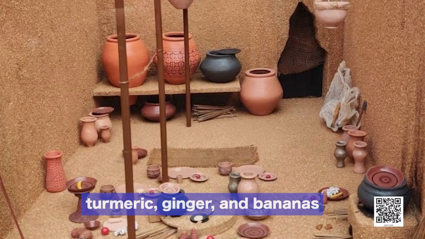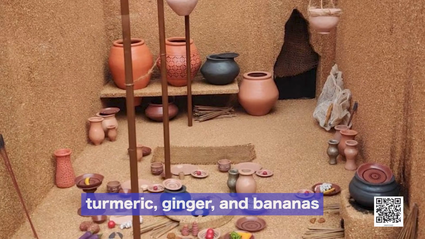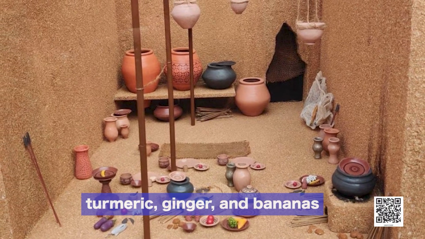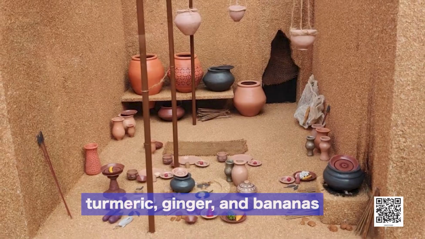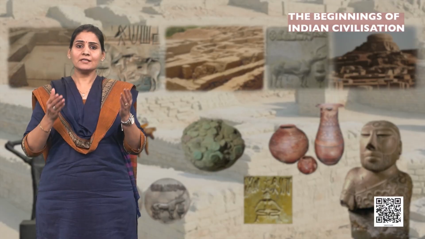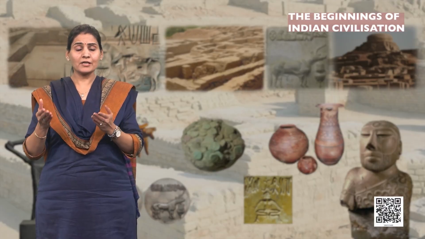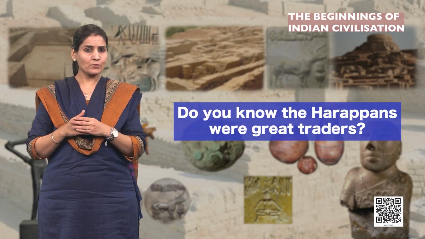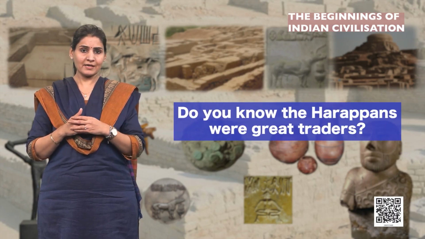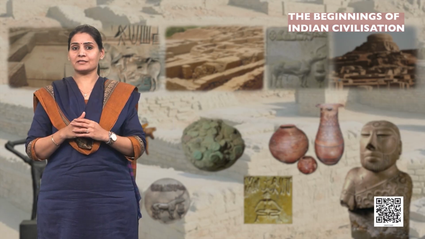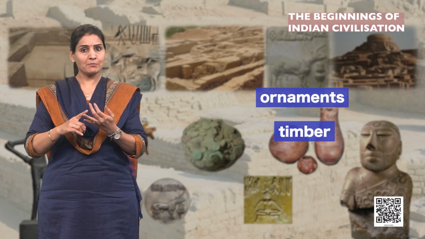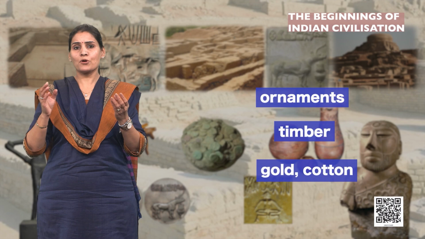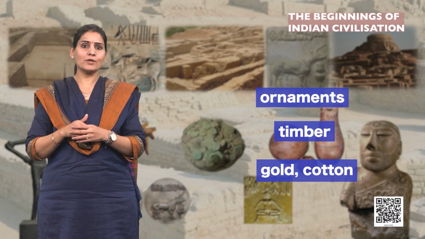When archaeologists look at their cooking pots, they find traces of turmeric, ginger, and bananas. So, they were using these spices and fruits in their food too. Do you know the Harappans were great traders? Yes, they exported things like ornaments, timber, everyday items, and possibly gold, cotton, and even some food items.